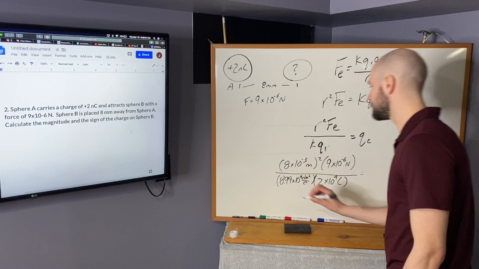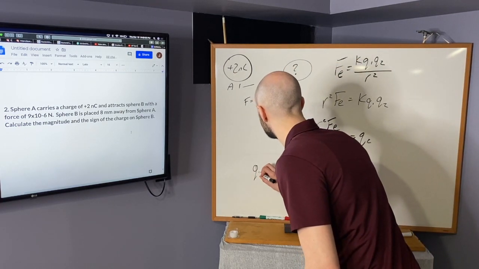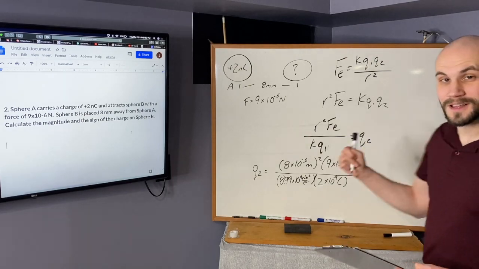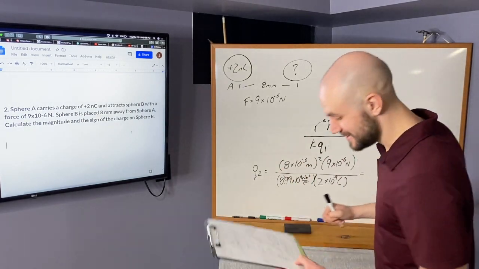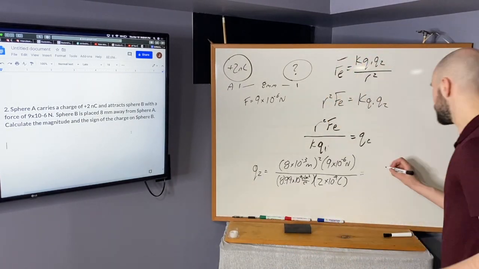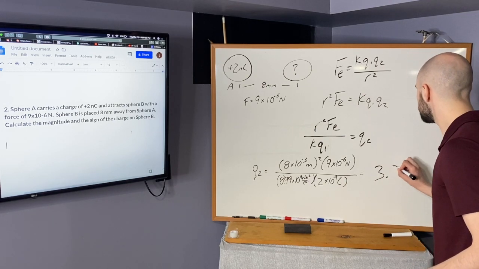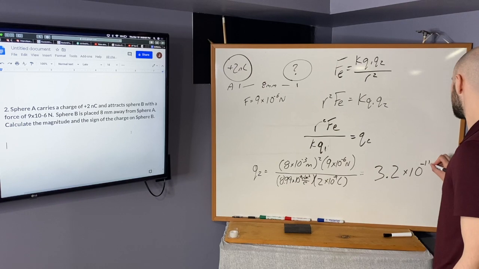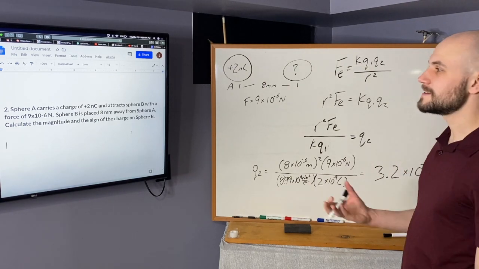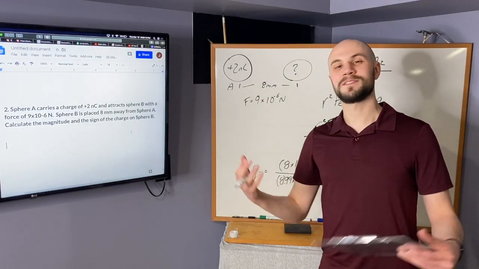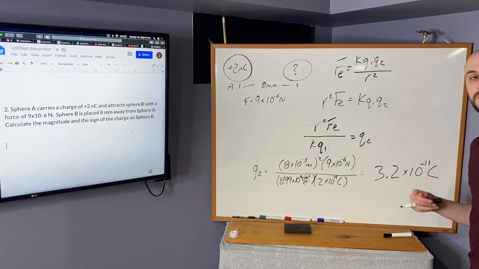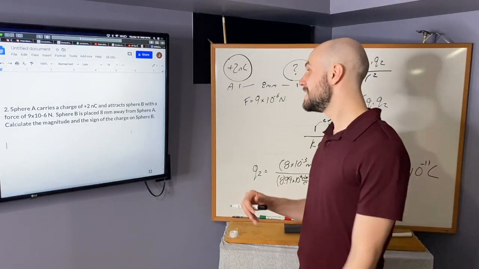Working this out, Q2, or the charge on sphere B, is equal to this. If you plug this into your calculator correctly, you should get an answer of 3.2 times 10 to the minus 11 coulombs. Notice here that with these kind of problems, we're dealing with really large and really small numbers. So just be very careful plugging in the scientific notation into your calculator.